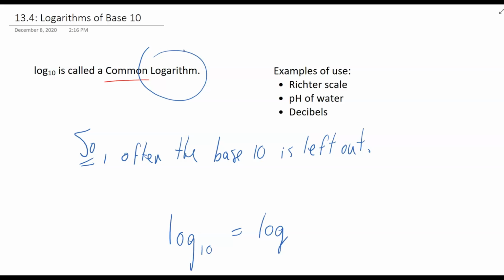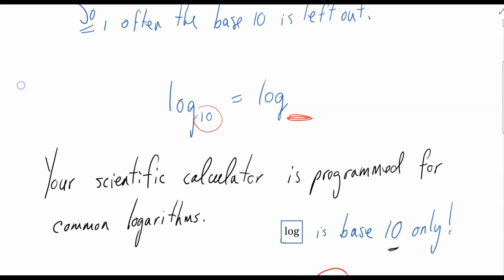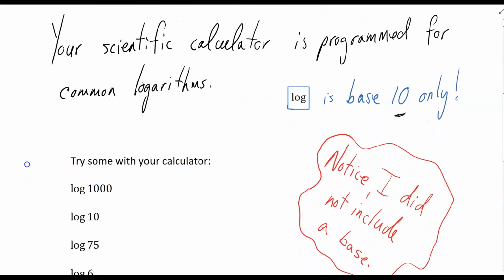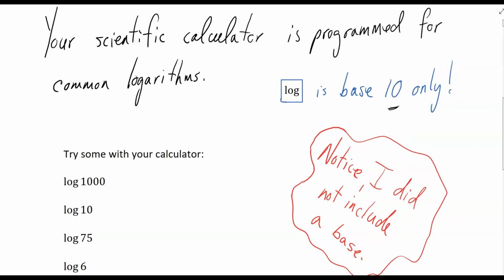And specifically, logarithms base 10 are very common. And so often you'll see that the base 10 is actually left out. And so we just write log and not log base 10. Log base 10 is not incorrect, but when you don't see a base, you want to assume that the base is a 10. So your scientific calculator is programmed for common logarithms, which are log base 10.